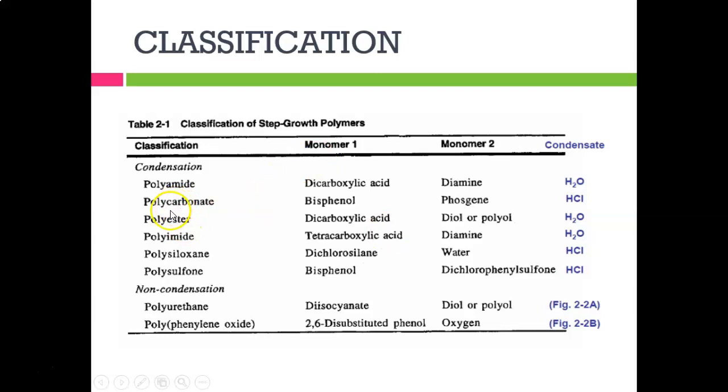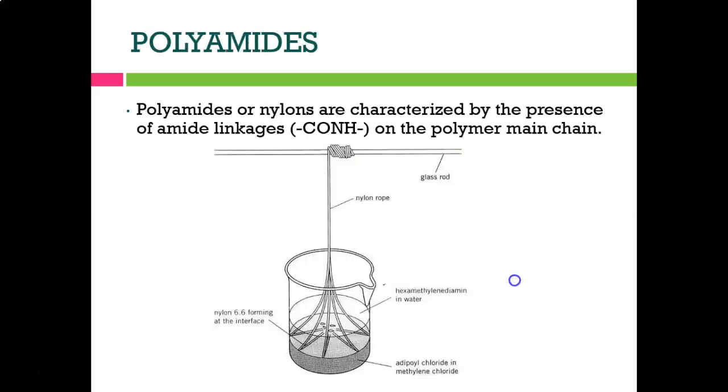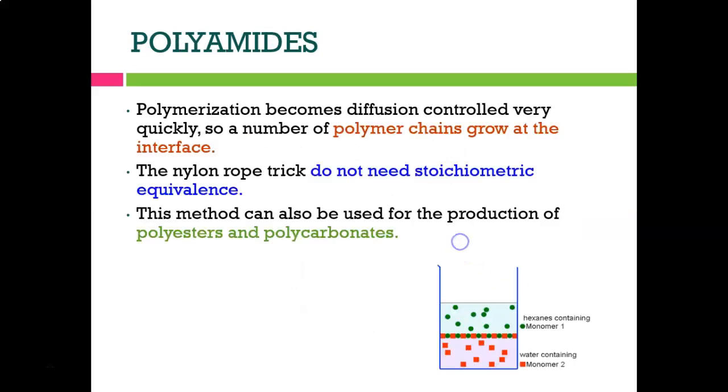This is the types of polymer produced with examples of the monomers and the byproduct produced. As we can see, polyamide, polycarbonate, and polysulfone produce byproducts such as water, hydrochloric acid, and alcohol. For polyurethane and polypropylene oxide, there is no byproduct. Some important step growth polymers are polyamide, polyurethane, epoxy, phenolic, polycarbonate, and polyester. This is the example of polyamide or nylon.